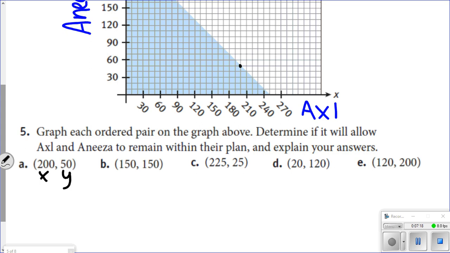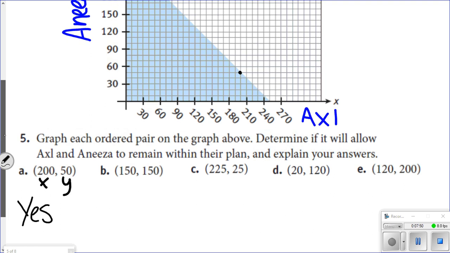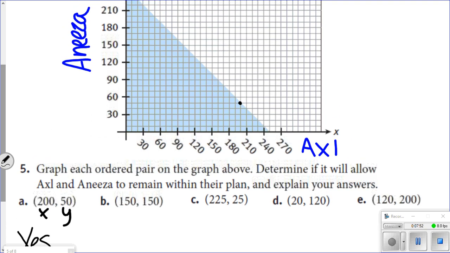And I'm looking to see, is this on the edge of my shaded region or inside my shaded region? And this answer would be yes. Why? Because it's in my shaded region, so it's within the plan, and you can write that out. Yes, it's in the shaded region, so it's within your plan. Or remember what you did in the table, we added them together. So 200 plus 50, yep, 250, it works. Okay, so go ahead and graph B, C, D, and E. Pause the video if you need to.